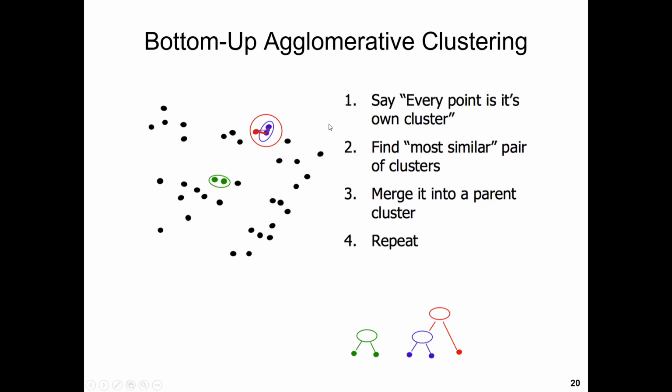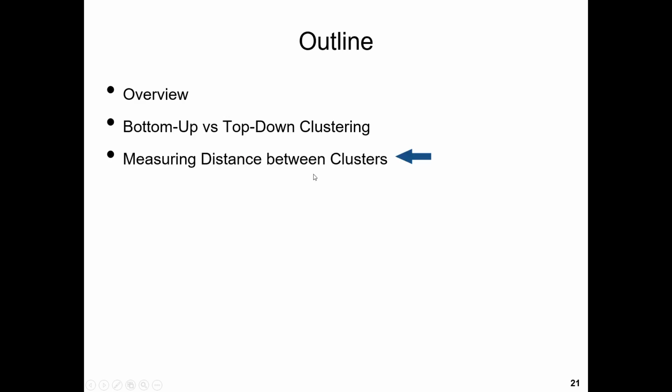Could you also calculate the distance to the first point, calculate the distance to the second point, and then say that the distance is just the closest? Okay, so there is a name for this. We call it single link. So let's go over a couple of these links.